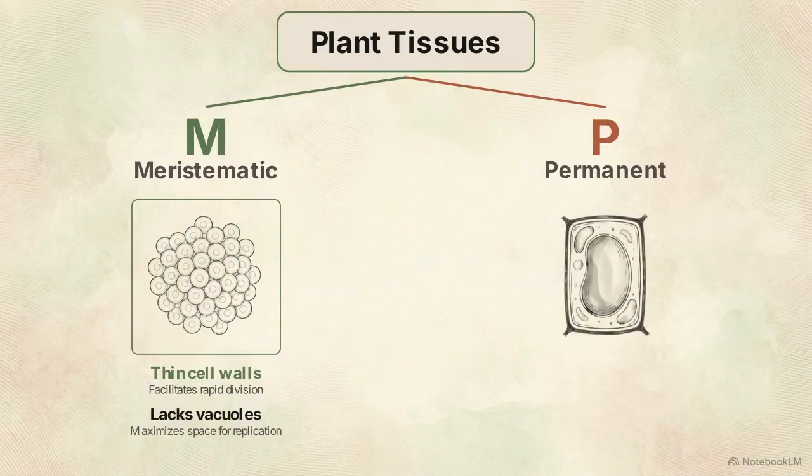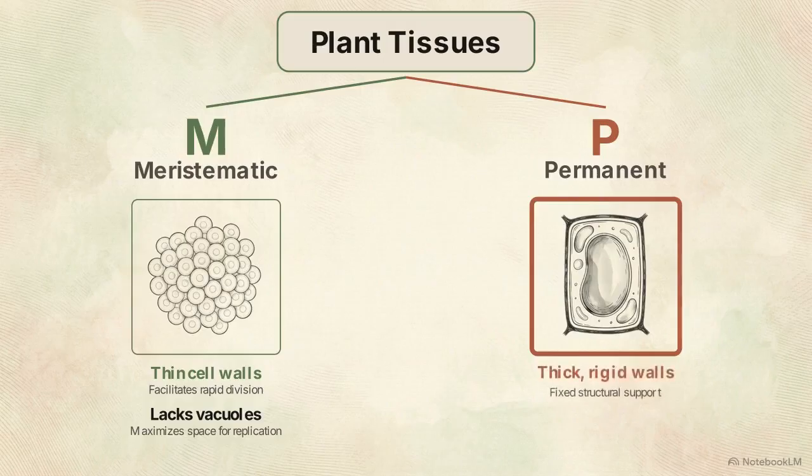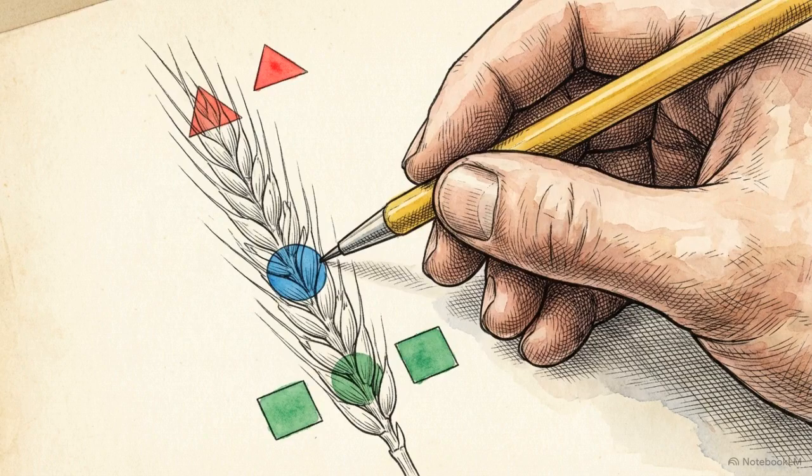Permanent tissues have lost the ability to divide. Because their shape is fixed, they develop thick, rigid walls and large central vacuoles to store sap and support the plant's weight. Meristematic growth occurs in 3 specific locations on the plant.